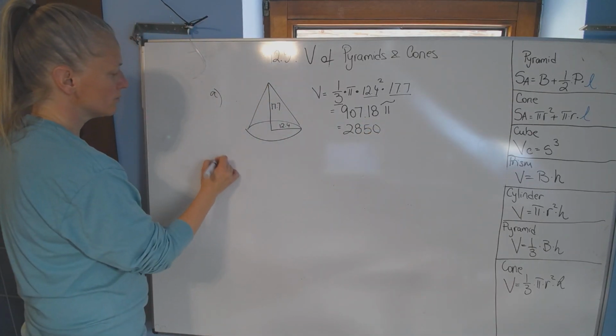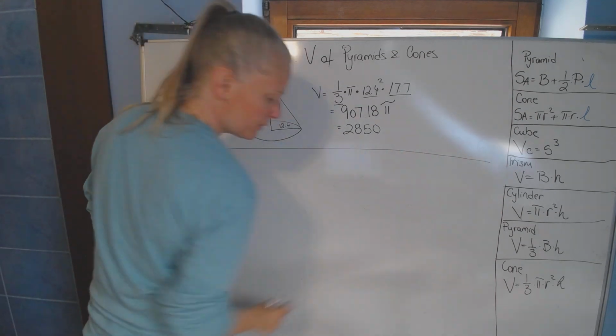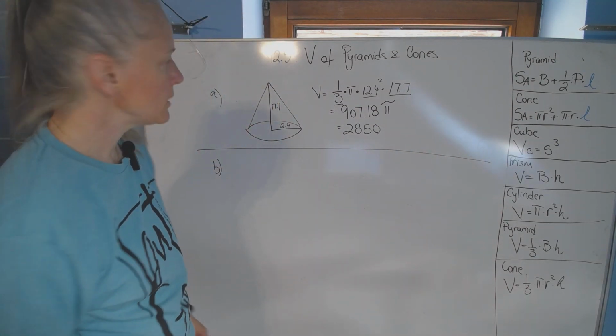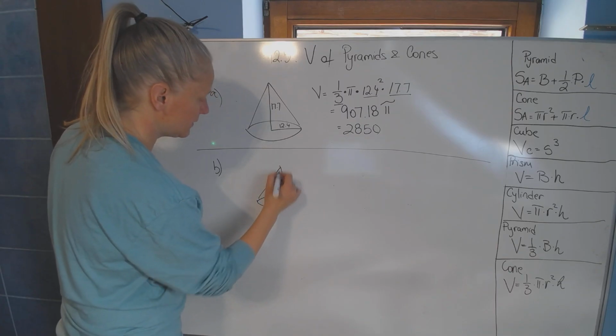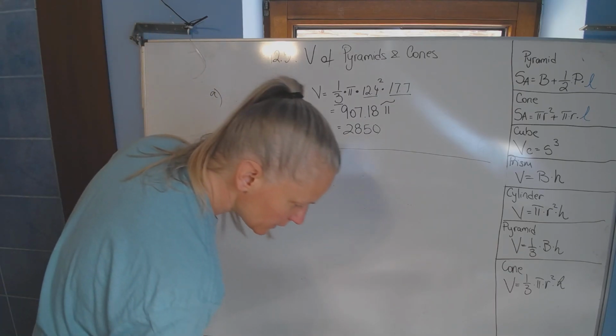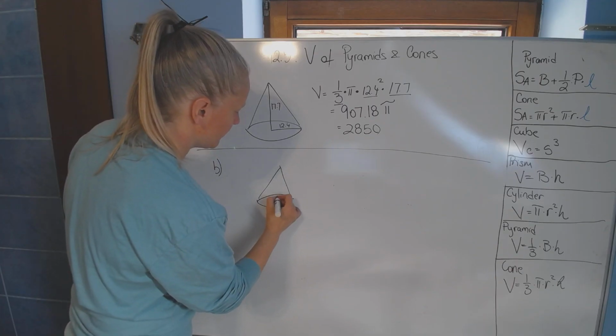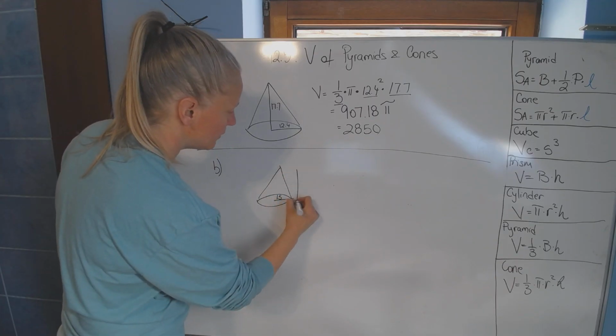On part B, it's the exact same problem. Your cone is slanted, but it doesn't matter. The formula stays the same. You have a cone like this, kind of slanted a little bit, but you still get the radius, which is 1.5. And they tell you the height.